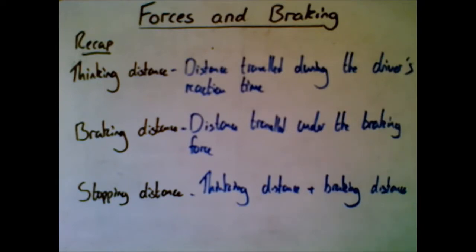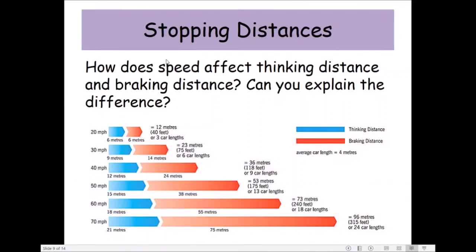Now, you often will see, if you look in, say, the Highway Code or somewhere, tables a bit like this. And you can see there that going down the screen, you've got different speeds, so 20, 30, 40, 50, 60, 70 miles per hour. And the arrows show the thinking distance in blue and the braking distance in red. And as you would expect, as the speed goes up, both the thinking distance and the braking distance go up.